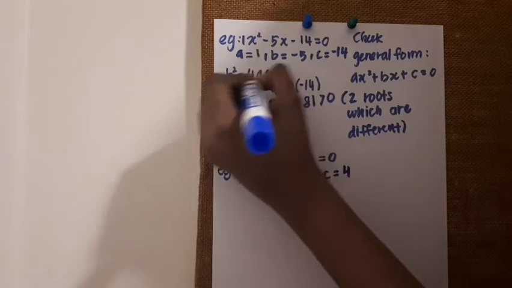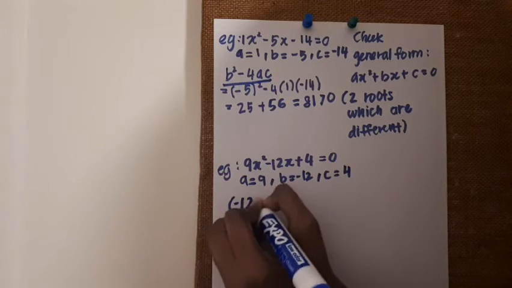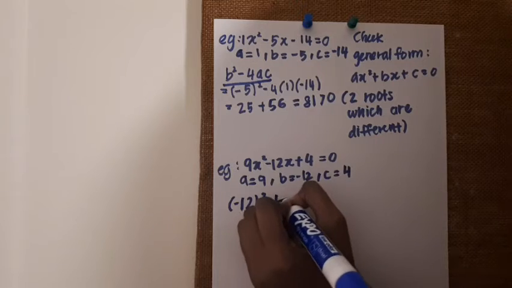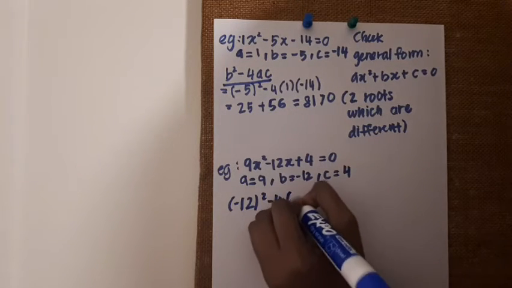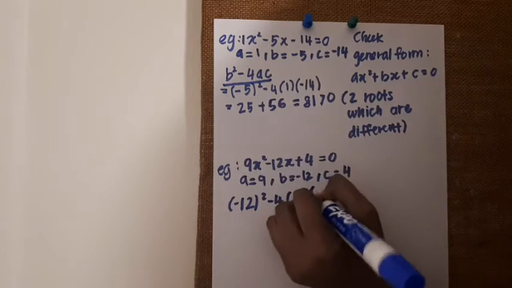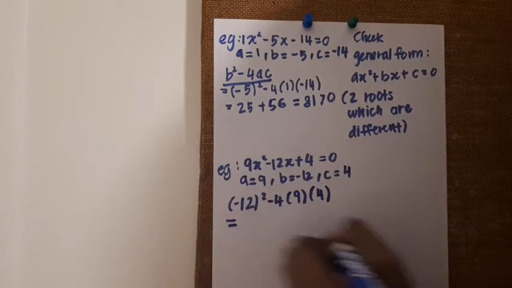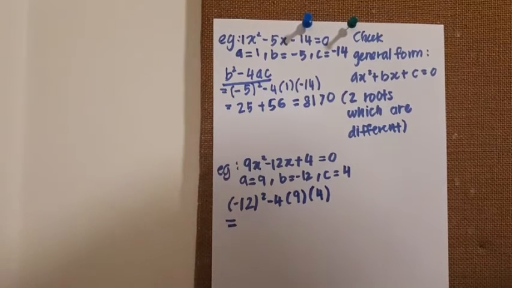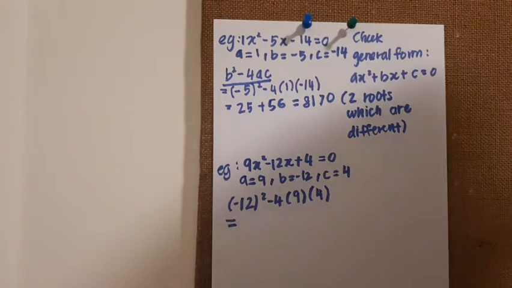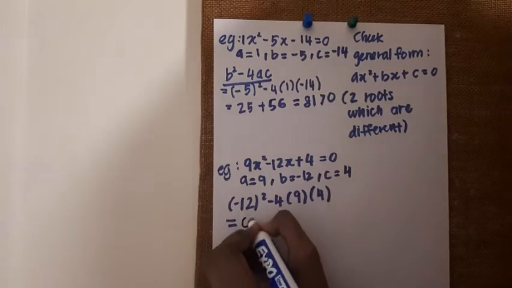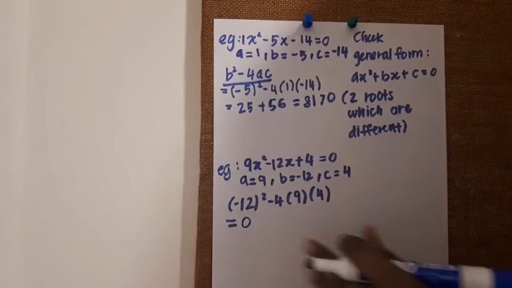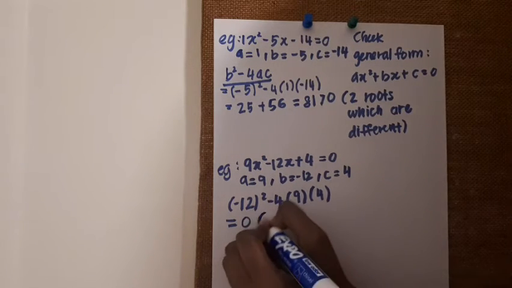So then substitute into the formula: negative 12 squared minus 4 times 9 times 4. You can use the calculator here, and you are going to get the value 0. And we know that if we get 0, it's going to be one root.